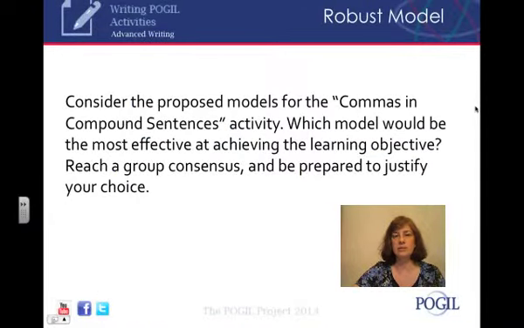So we'll get to the robust model. There are 3 proposed models for the commas and compound sentences activity. The participants need to look at those models and again reach a group consensus about which one is the best, and more importantly, be able to justify their choice. So I'll give you a few minutes. You can push pause to look at that one.